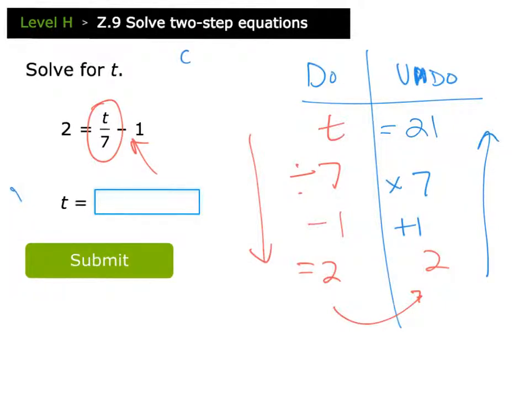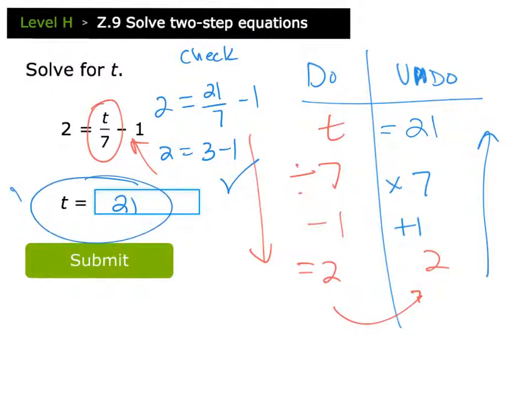Let's do the check step here. Is it true that 2 equals 21 divided by 7 minus 1? Well, 21 divided by 7 is 3, and 3 minus 1 equals 2. So our solution is t has to equal 21.